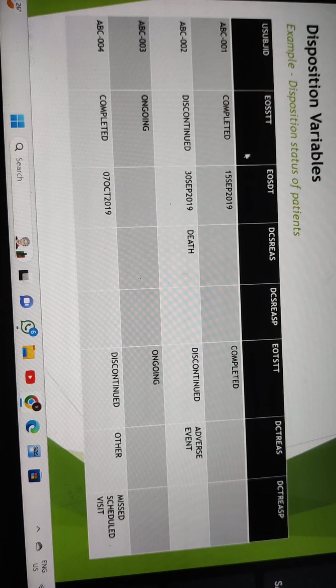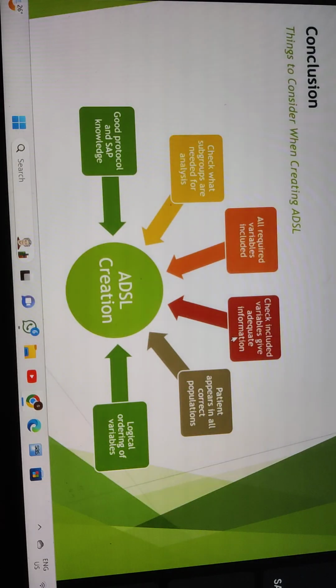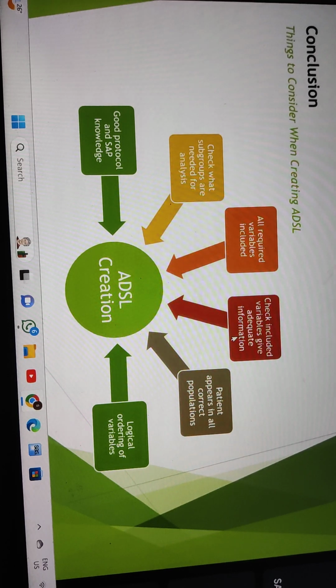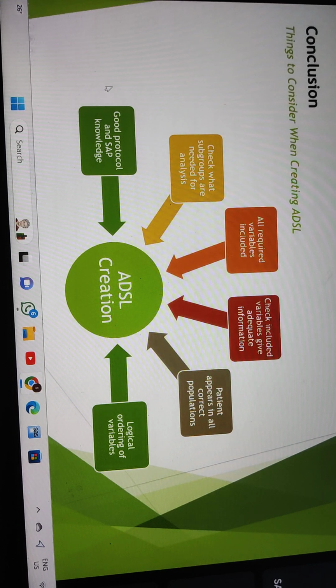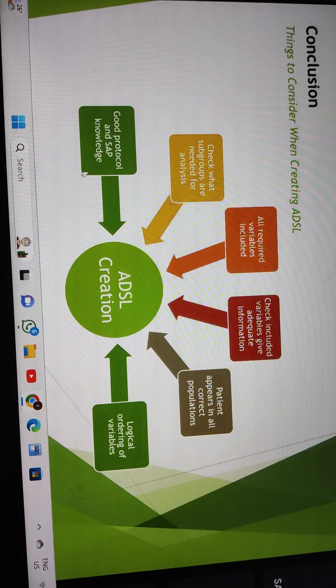So these are some disposition related variables. Now, some conclusions on what was learned so far in ADSL: things to consider when creating ADSL. Whenever you are creating ADSL, there are some things you have to remember. First, the protocol and SAP knowledge. Whenever you go for ADaM data creation, first of all you should understand the trial at a very high level, and you also need to read the SAP.